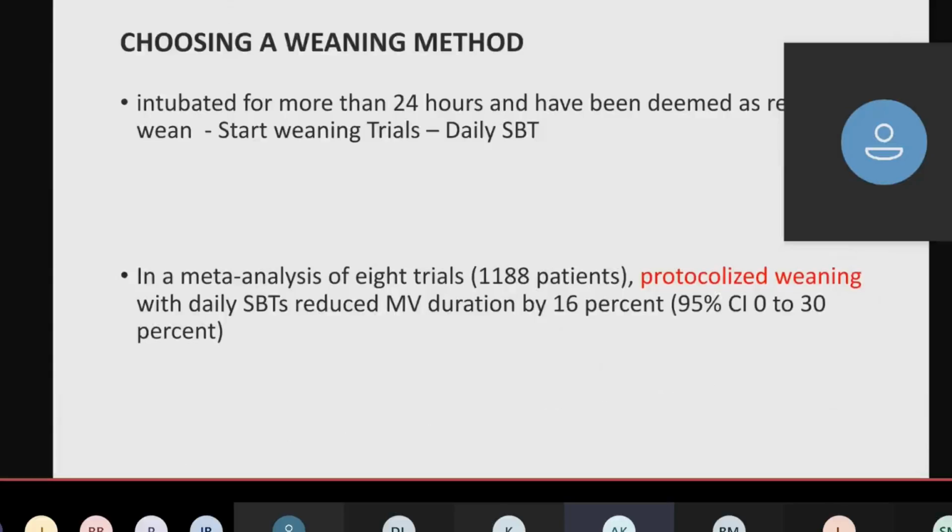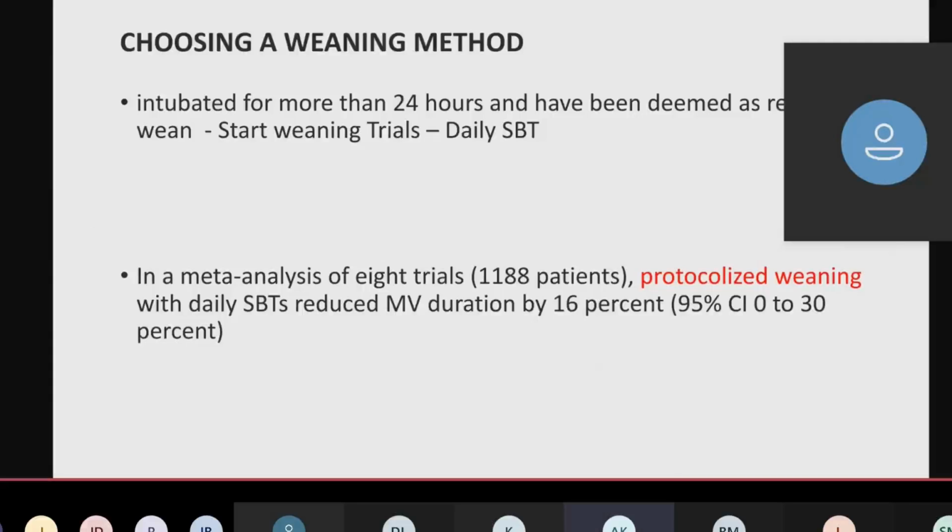Patient is ready for weaning. You wanted to wean the patient. So how do you want to start weaning? Preferably, whoever is intubated for more than 24 hours, you should assess whether he is ready for weaning, and if he is ready, you should start weaning trials. And this weaning trials has to be on daily basis.